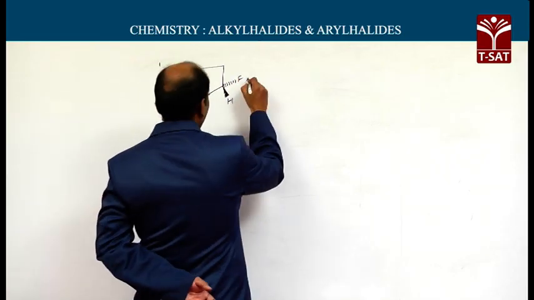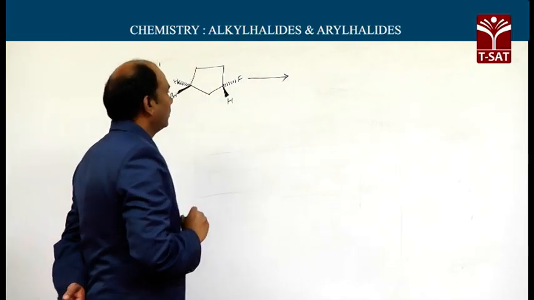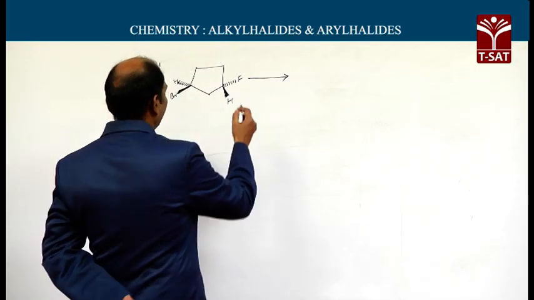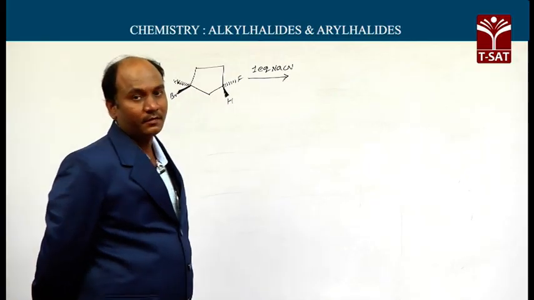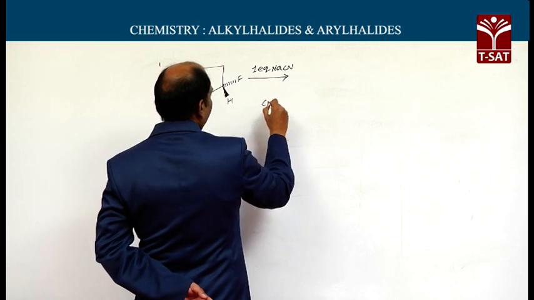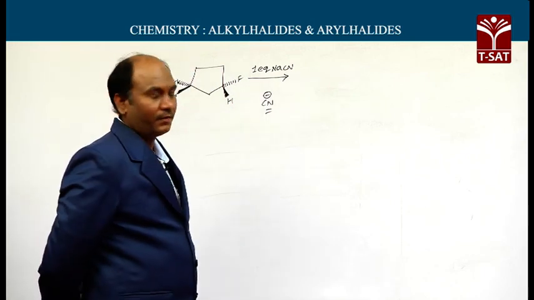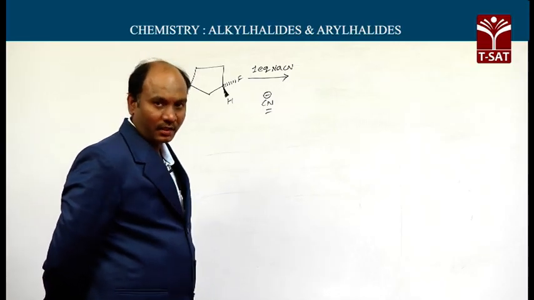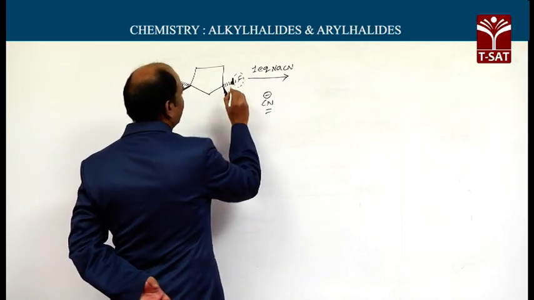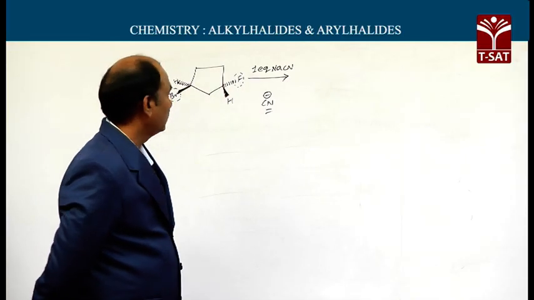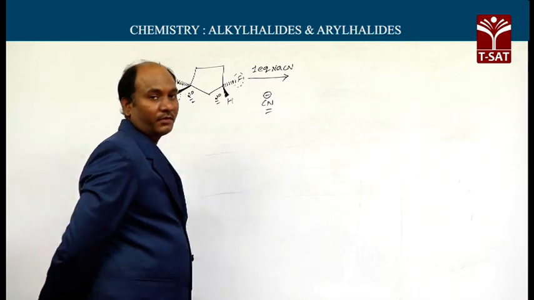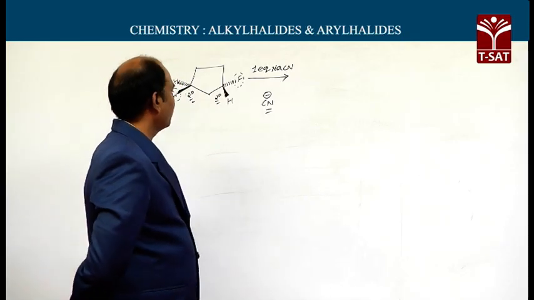Now this is treated with, this is a compound having Br and F. Sorry, here it is treated with one equivalent of NaCN. What happens? Here the nucleophile is CN minus. First of all, let us decide whether it is SN1 or SN2. Here this is a halogen, this is also a halogen. We have 2 halogens, and this is secondary and this is also secondary. Very good, beautiful example.